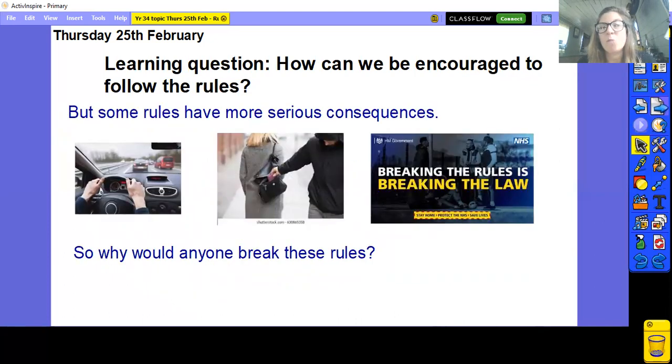So some rules, though, would have a more serious consequence. So obviously, there's lots of rules to follow when you're driving, and there's obvious things that you're not allowed to do. You know, you have to drive on the right side of the road and stuff like that. If you're driving the wrong way, then obviously that's going to cause a lot of problems, and it's not safe.